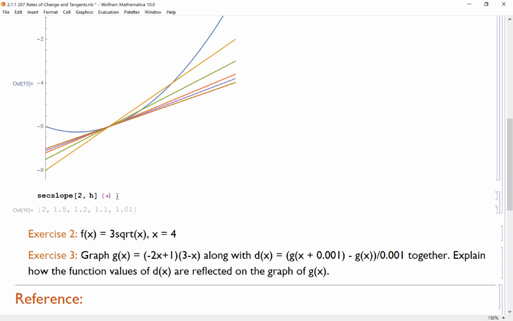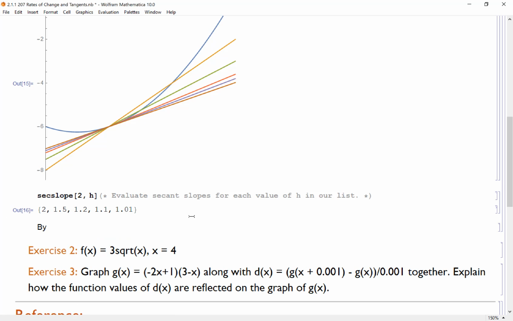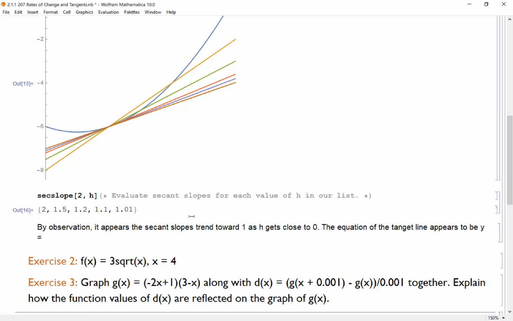So I'm going to put a comment in here that says, we're going to evaluate secant slopes for each value of h in our list. We got those. Now, judging by that, I'm going to hit Alt-7 for a comment here. So by observation, it looks like the secant slopes trend towards what? 1 as h gets close to 0. So that would tell me that the tangent line appears to be y equals, we need a slope. We just said we think our slope is going to be 1 times x minus the point 2 plus f of 2.